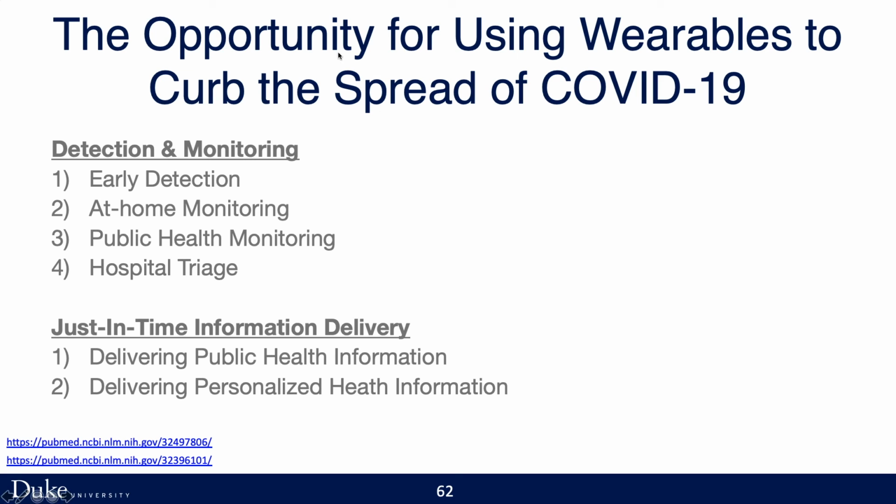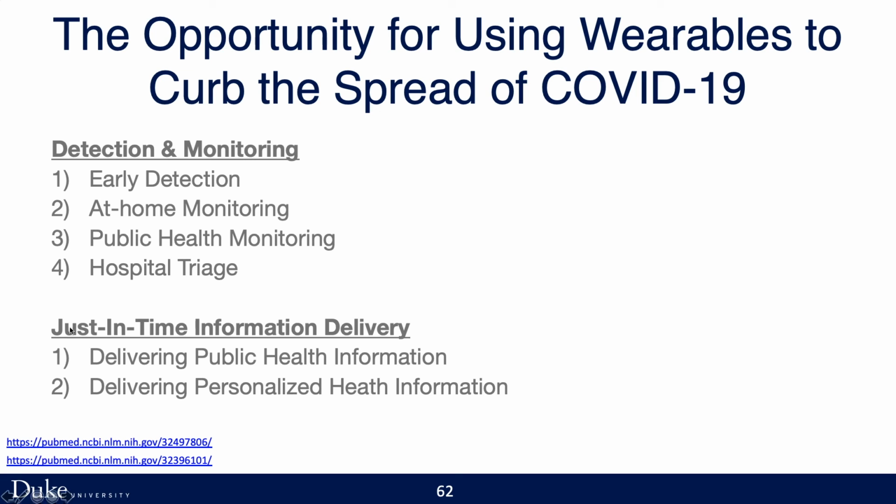Also, we have the ability for public health monitoring. So there were some very interesting early studies of influenza-like illness detection out of Scripps that show that you can actually detect where and when flu outbreaks or influenza-like illness outbreaks were occurring based on the overall changes in smartwatch data in certain regions. And then finally, we can do hospital triage. So if we have information on a patient before they actually come in the door of the hospital, we have information on who needs the most critical care first.